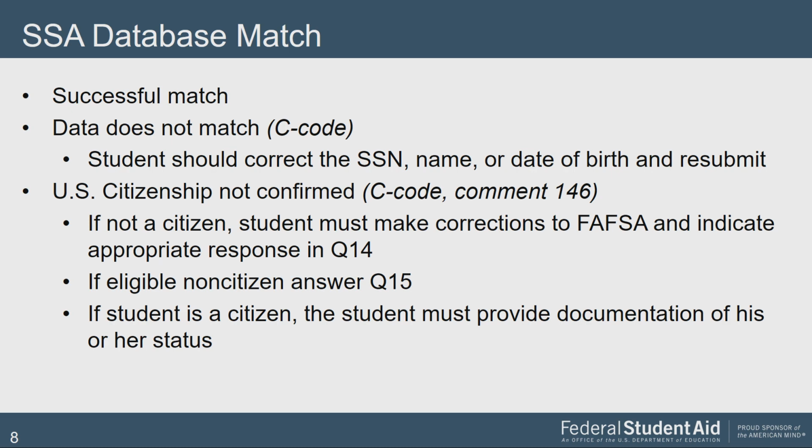If the data doesn't match on SSN, name, and date of birth, the ISIR will have a C code. The C code will be resolved if the new ISIR confirms the student's U.S. citizenship status. If the U.S. citizenship status is not confirmed, that's when you review the documentation the student submitted, or you ask for documentation, to determine if the student either needs to make a correction to that question about citizenship, or if they need to provide appropriate documentation. If it turns out that the student is not a U.S. citizen, you'd update their answer to question 14, and if they are an eligible non-citizen, they would need to include their alien registration number.